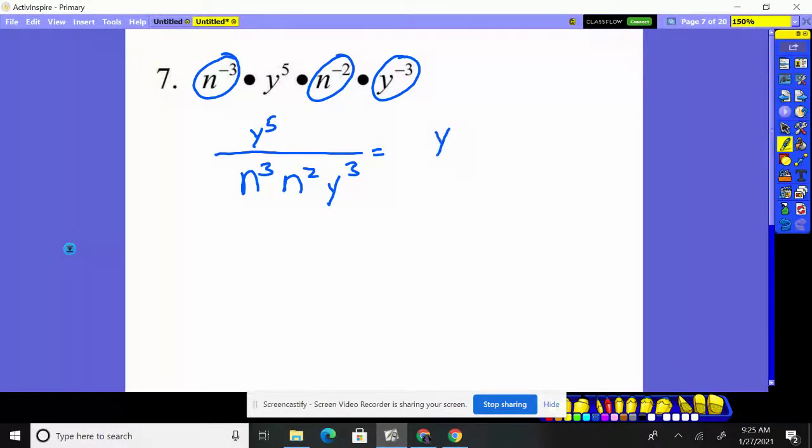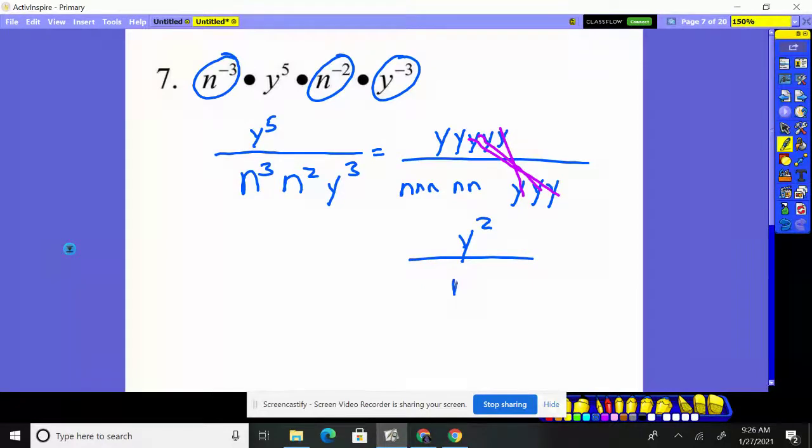Up top, I have y, y, y, y, y. In the bottom, we have n, and then y to the 3rd. Who's going to cross out? Well, those y's will go, those y's will go, those y's will go. I can see 3 in the bottom, we'll cross out with 3 in the top. And we'll be left with y squared over n to the 5th.